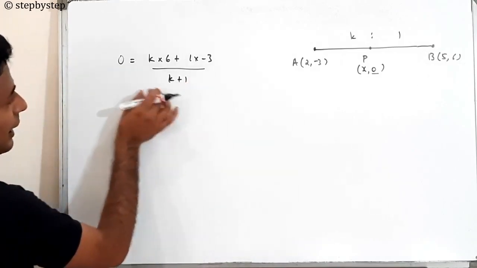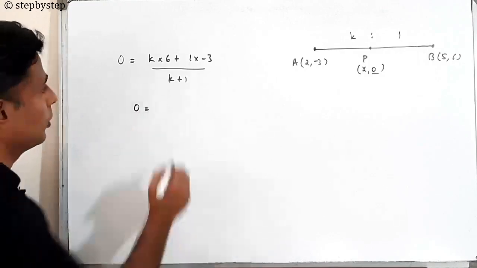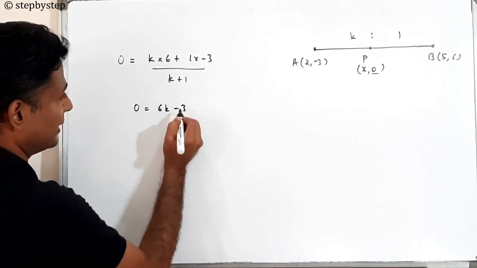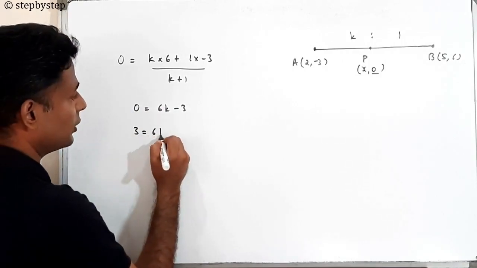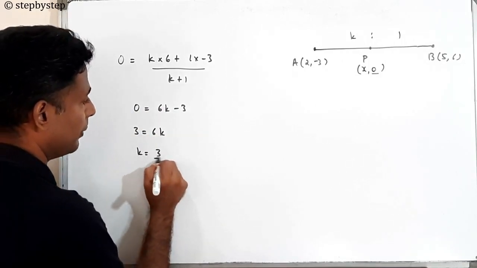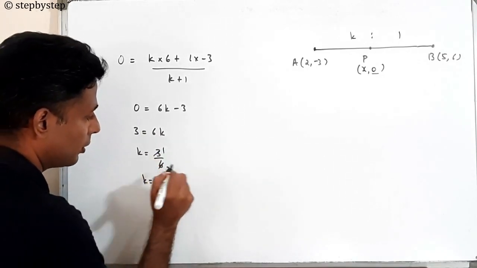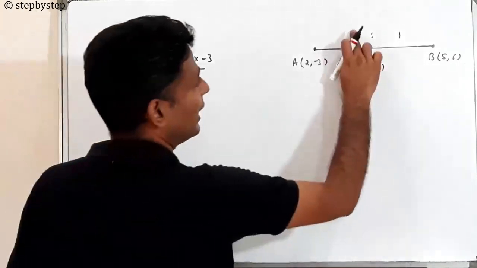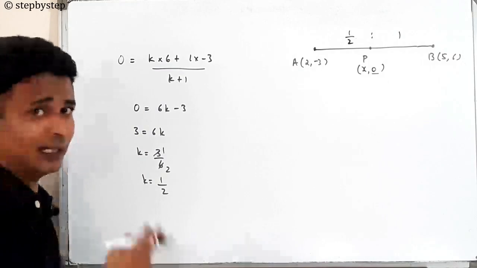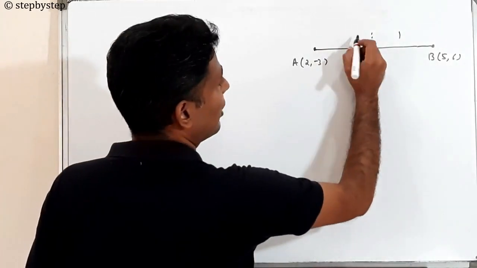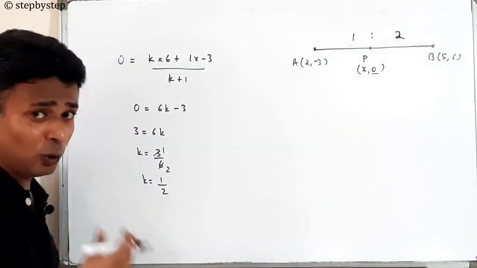Now when I transpose this k plus 1 to this side, it becomes 0 into k plus 1, which is nothing but 0, equal to 6k minus 3. Now I take minus 3 to the other side, it becomes 3 equal to 6k. So k equal to 3 by 6, so k equal to 1 by 2. So now we got the value of k as 1 by 2, that is 1 by 2 is to 1. So the ratio is 1 is to 2. So now we found in what ratio it divides.